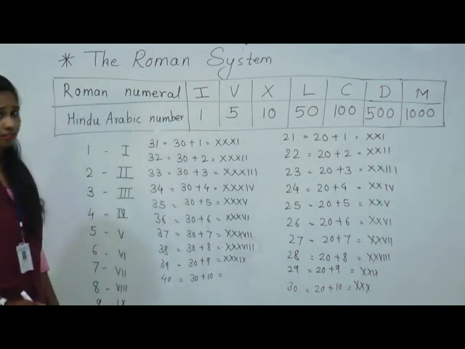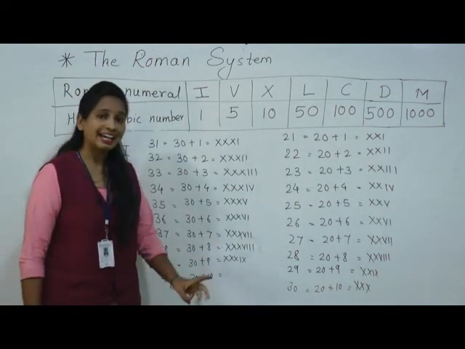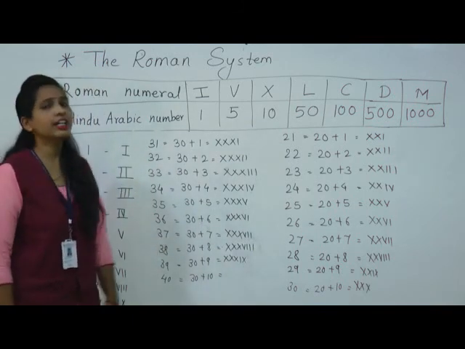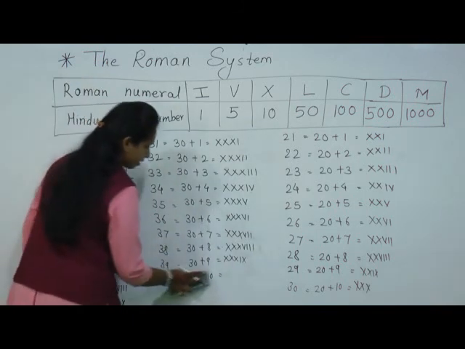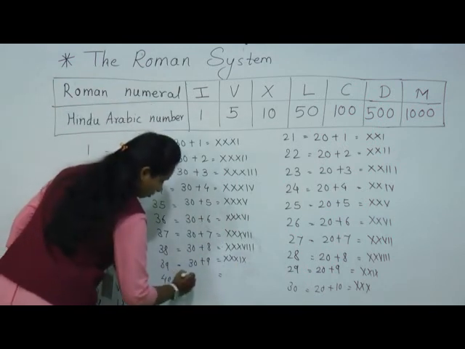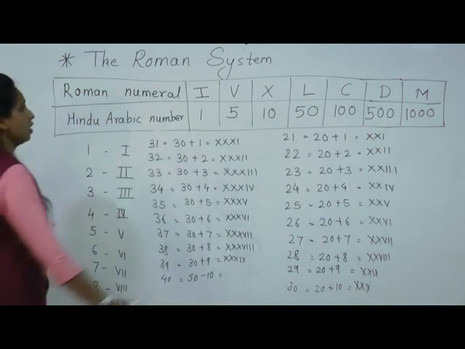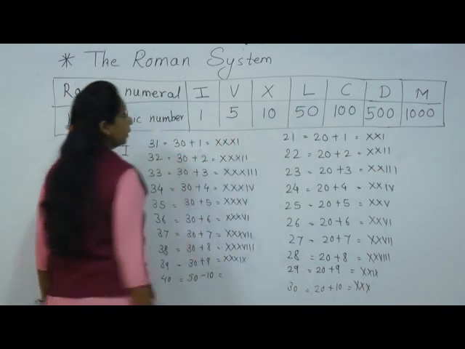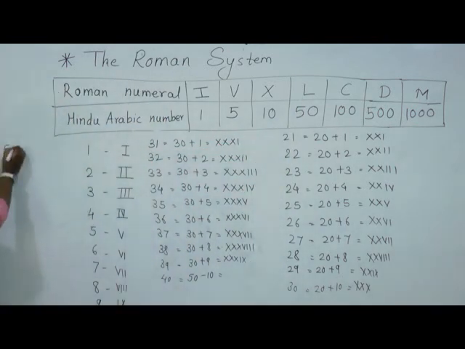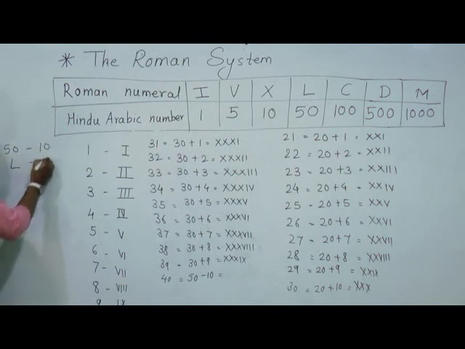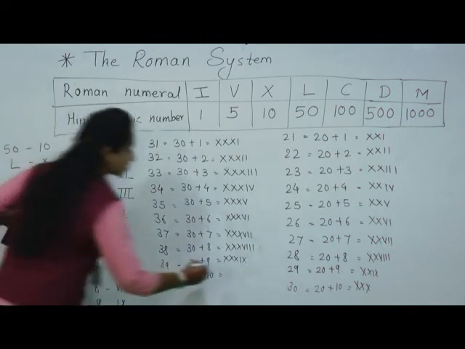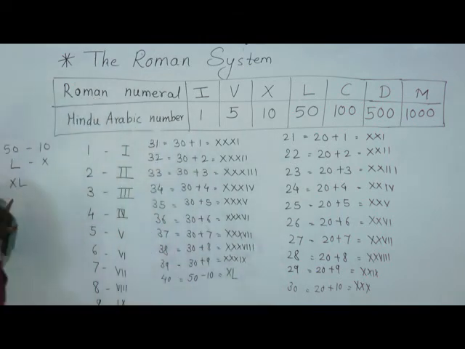But what I said, the rule about X: X we can repeat only 3 times. So what can we do now? Do you remember the subtraction rule? Yes. When we subtract 50 minus 10, we get 40. So 50 value is there. What is the 50 value? L. So 50 value is L and 10 value is X. So whenever we are subtracting from greater to smaller, while writing we have to write first the smaller and then the greater. So what is the 40 value? XL. Got it?